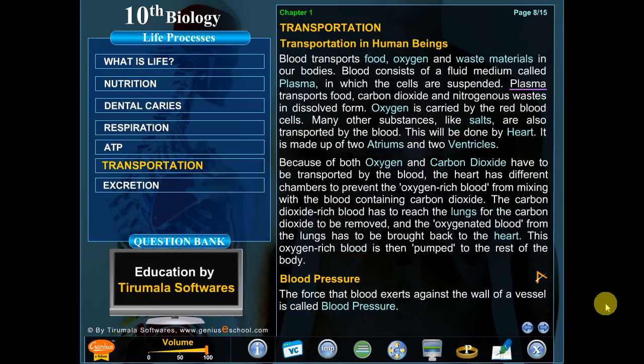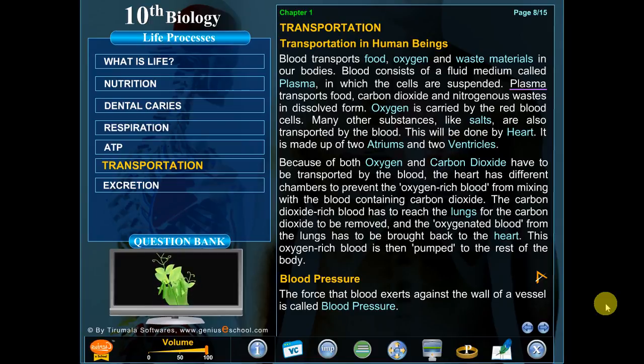Transportation in human beings. Blood transports food, oxygen, and waste materials in our bodies. Blood consists of a fluid medium called plasma, in which the cells are suspended. Plasma transports food, carbon dioxide, and nitrogenous wastes in dissolved forms. Oxygen is carried by the red blood cells. Many other substances like salts are also transported by the blood.